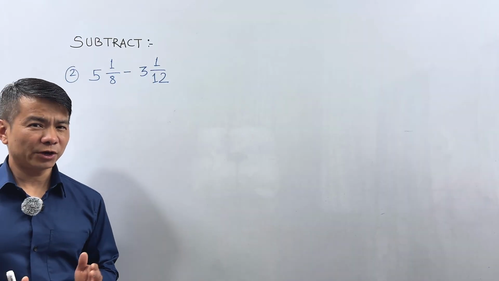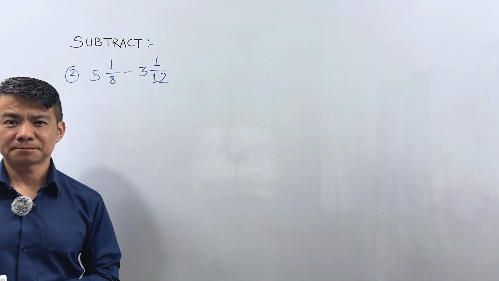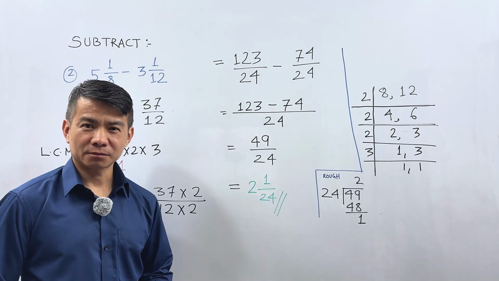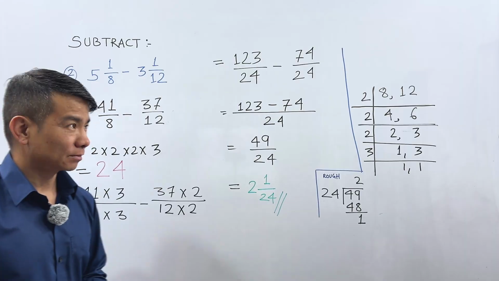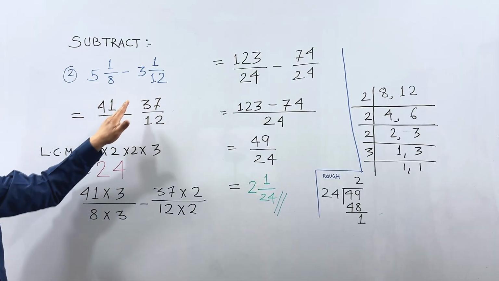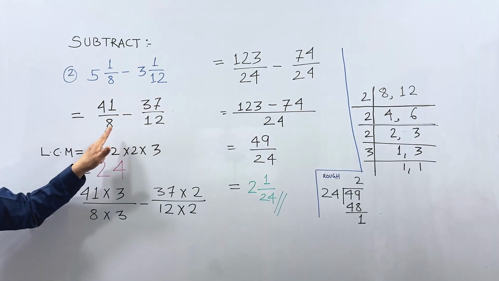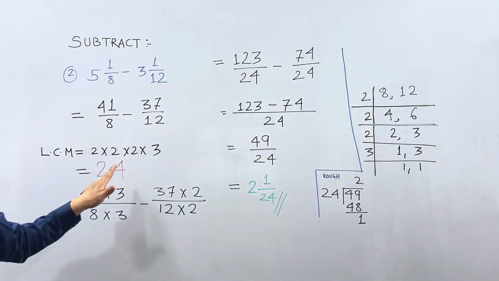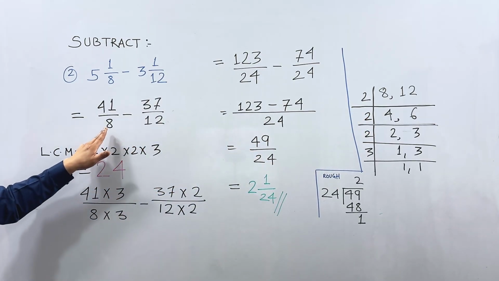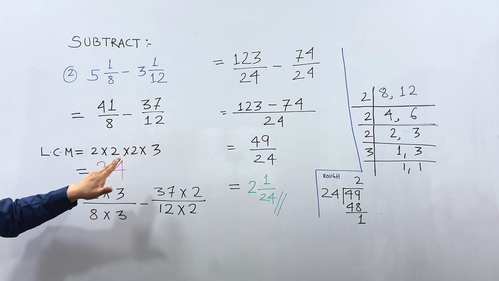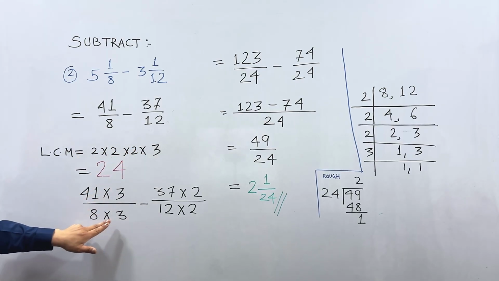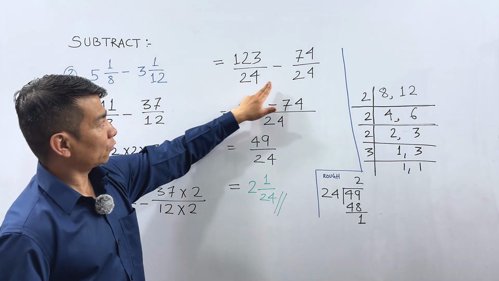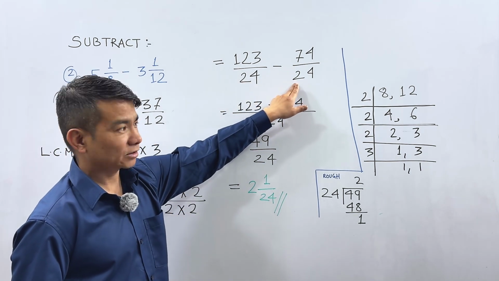Now pause your video and do this sum. Okay. I hope you got the answer as 2 whole 1 by 24. Let us check the solution step by step. This was the question. We converted this to the mixed fraction, and we found the LCM of 8 and 12 here as 24. Then we converted each denominator to 24, multiplying 8 by 3 and 12 by 2, and we got 24 here as the denominators.